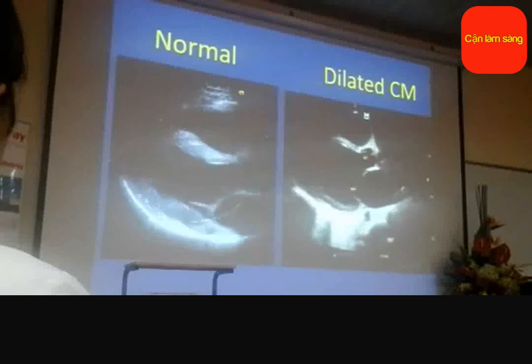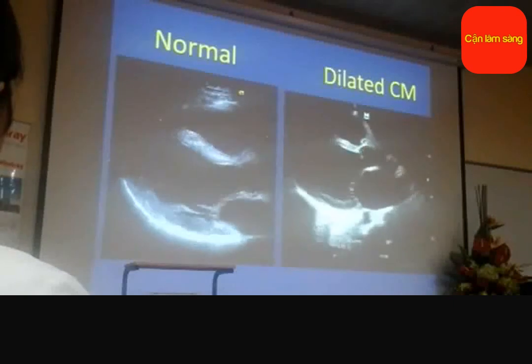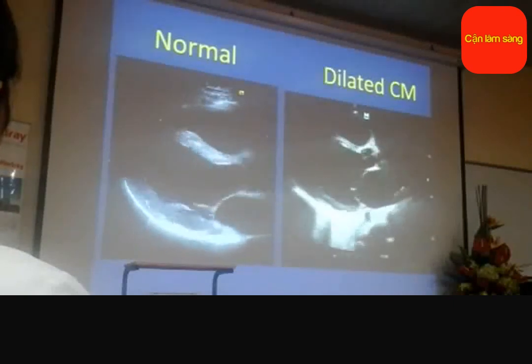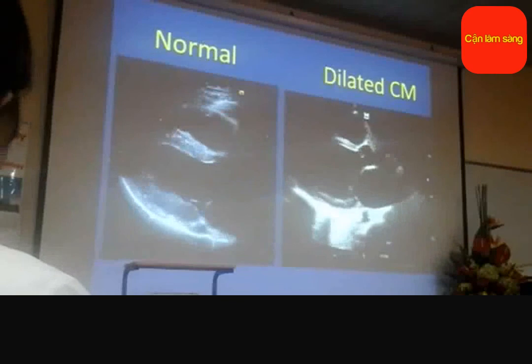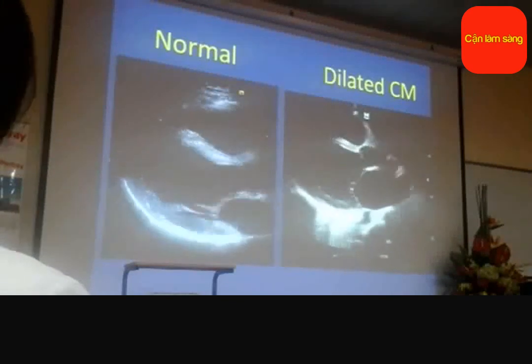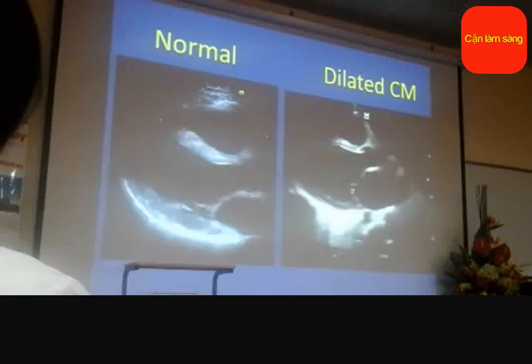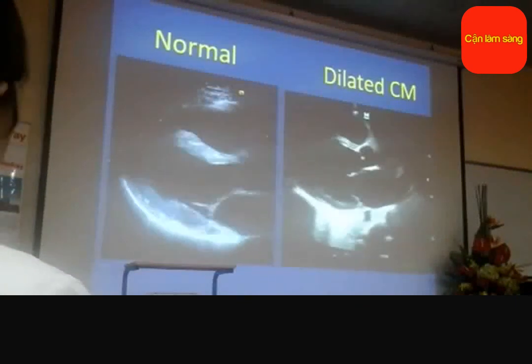So again, the normal parasternal long axis versus a dilated cardiomyopathy. This could be due to a viral myocarditis, could be toxic like alcohol. There's lots of different reasons why the ventricle fails.